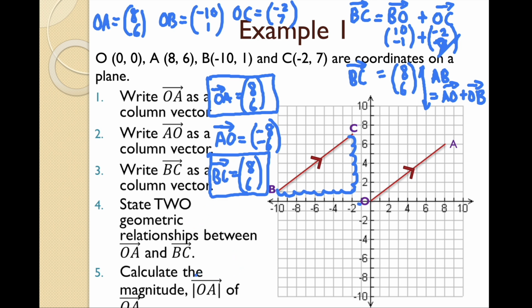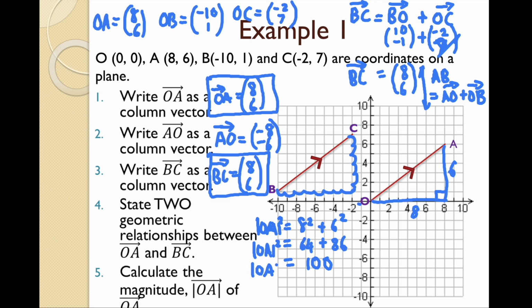Now, let's calculate the magnitude of OA. If we are going to calculate the magnitude of OA, we know that going this way is how much? 8. And going up is what? 6. So what kind of triangle does this look like? And what theorem are we going to use? Good. So C squared, or in this case, I should say OA, the magnitude of OA, or the size of OA, would be equal to 10.